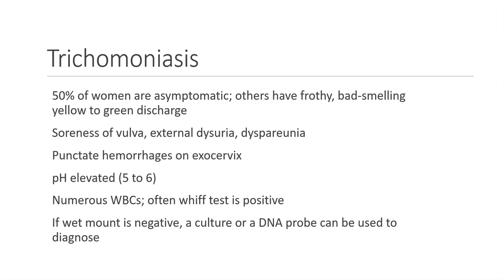There are punctate hemorrhages on the exocervix. The pH is elevated, 5 to 6. Numerous WBCs are present. Often the whiff test is positive. If the wet mount is negative, a culture or a DNA probe can be used to diagnose. But these parasites are difficult to culture, so the DNA probe is the way to go.